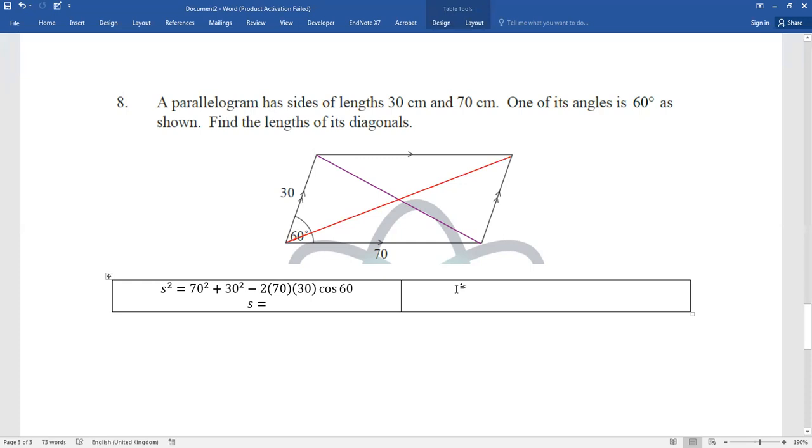Yes, class. What is the value of the smaller diagonal? 60.8. What about the large diagonal? I'll be calling it L, large diagonal. Remember, this is a parallelogram. There are interior angles in a parallelogram. This is 60. So how do I get this entire angle? How do I find the value of this angle?